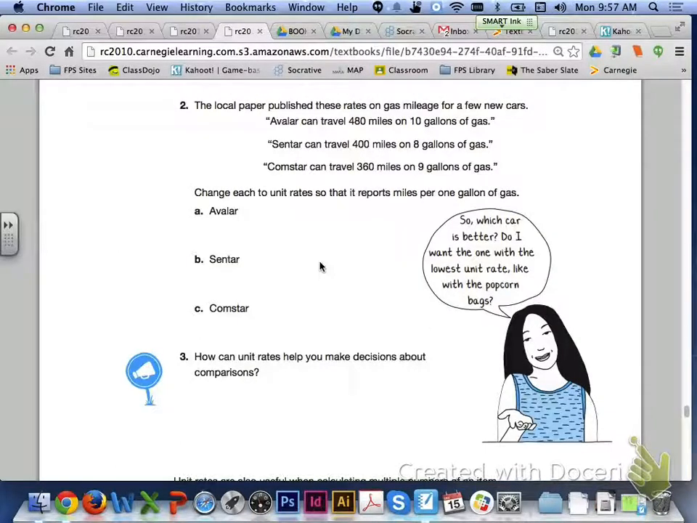Let's take a look at page 373 up at the top. Number 2 says, the local paper published these rates on gas mileage for a few new cars. You have the Avalar that can travel 480 miles on 10 gallons of gas. The Centaur can travel 400 miles on 8 gallons of gas. And the Comstar can travel 360 miles on 9 gallons of gas.